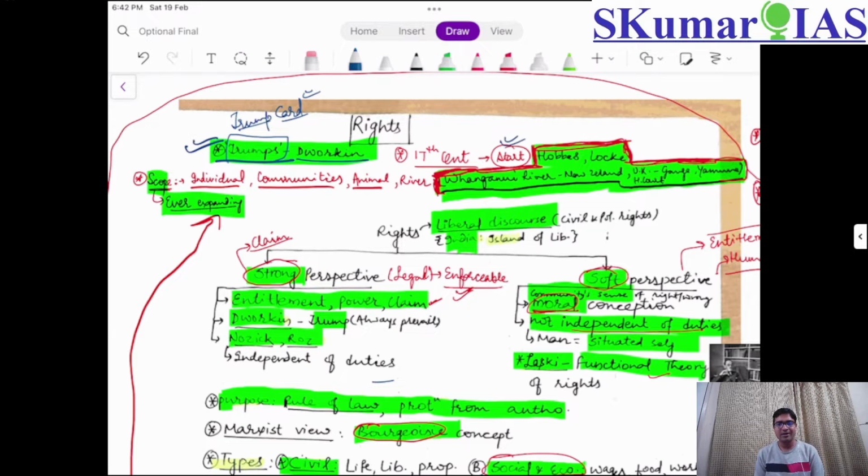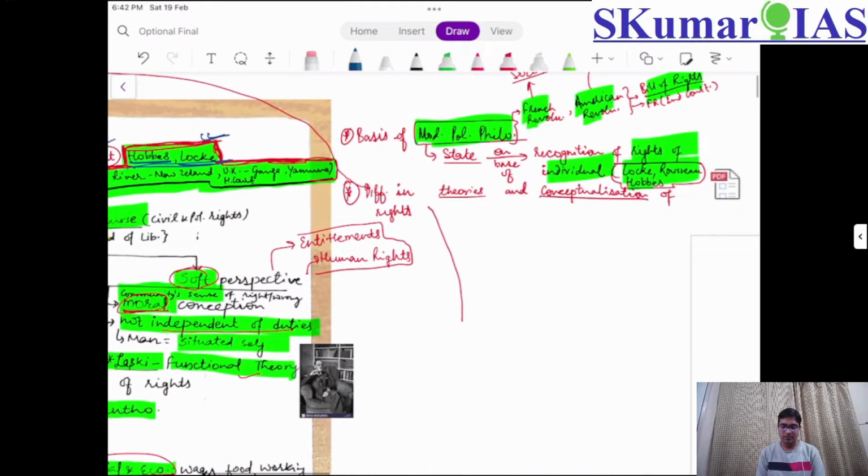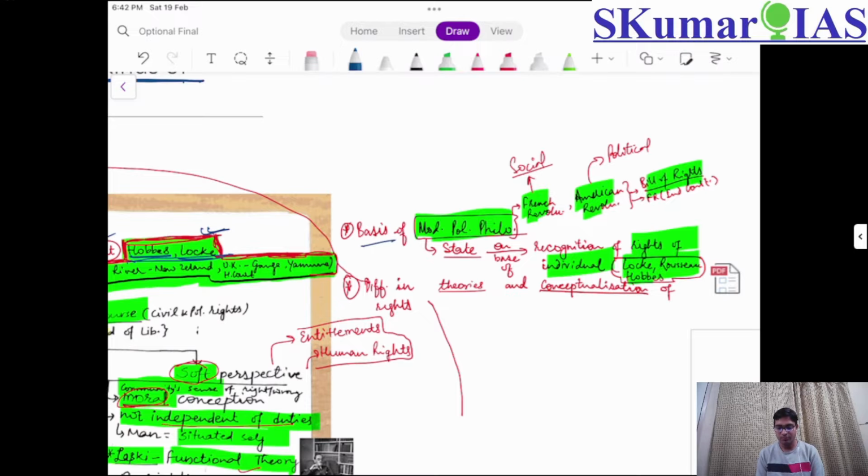And the starting point of modern rights, if we see chronologically, the continuity of the modern concept of rights at least starts from the 17th century. Thomas Hobbes, John Locke, all these scholars we already studied. They quite comprehensively cover the concept of rights. Rights are the basis of modern political philosophy, and the state is made on the basis of recognition of the rights of the individual, and that is very comprehensively covered in the theories of John Locke, Rousseau and Thomas Hobbes.